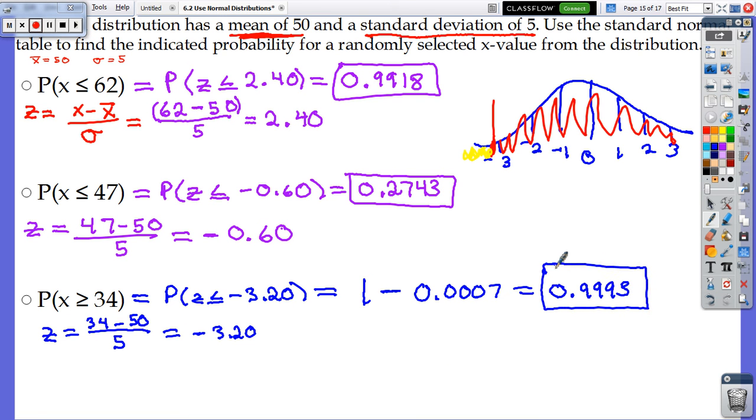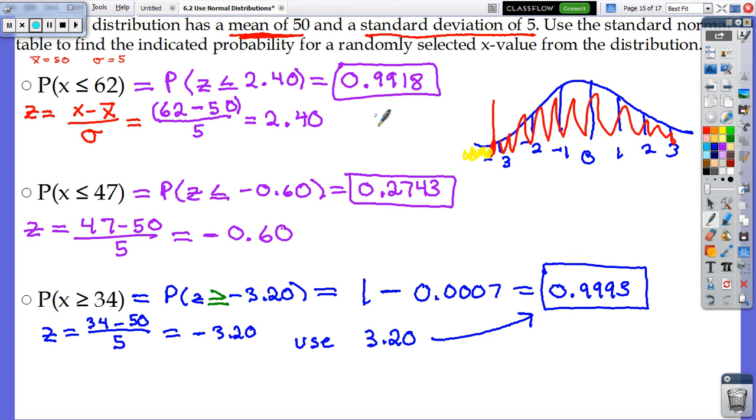Another way to do it would be to use the value that is opposite the Z that you got. For example, I got negative 3.20 because this is a greater than. Oh, I made a mistake up here. I don't know if anybody caught it. I wrote less than here. I should have written greater than. My bad. Because this is a greater than problem, I can use the value that's opposite this. So I can use positive 3.20, the Z value for that. And if you look that up, it'll give you the same thing.